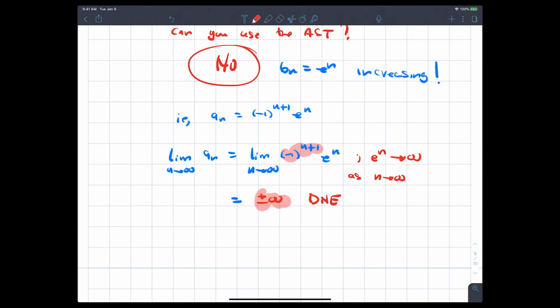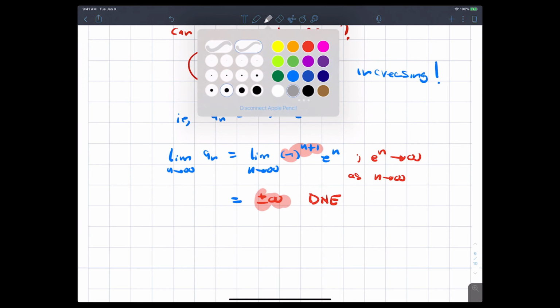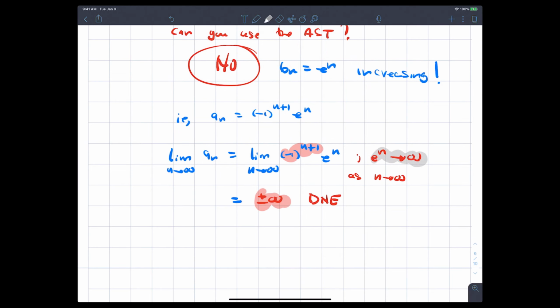That does not exist. You can't go to two places. I mean, you can. This certainly did. But the answer is it's going to plus or minus infinity. It's exploding in opposite directions based on the value of n, because e to the n, here's the key. Because this portion here goes to infinity, the alternating part makes it go to plus or minus infinity, which means this limit of a_n does not exist.